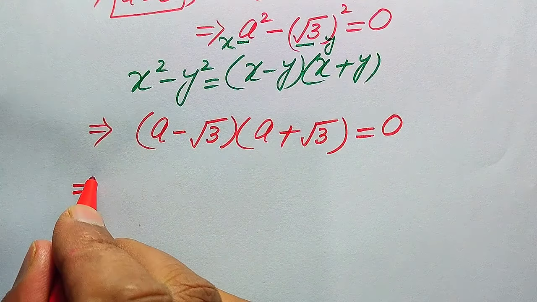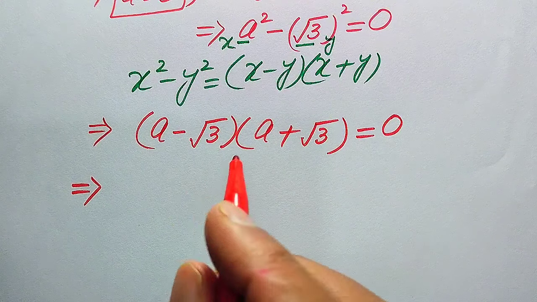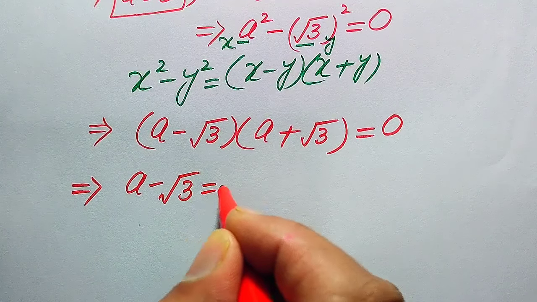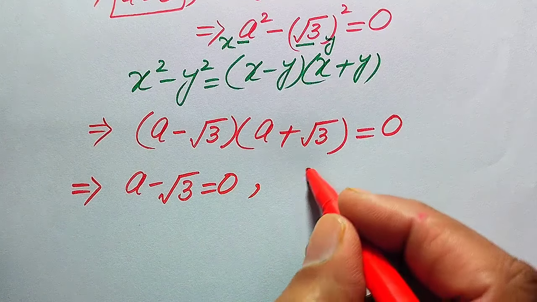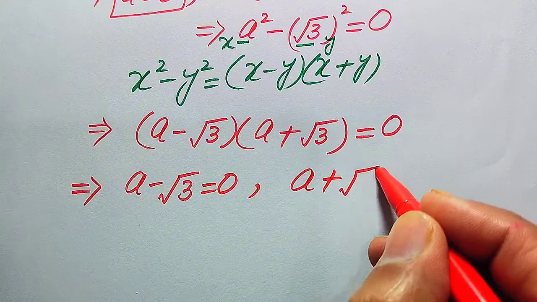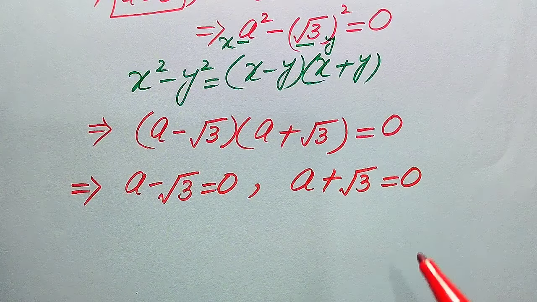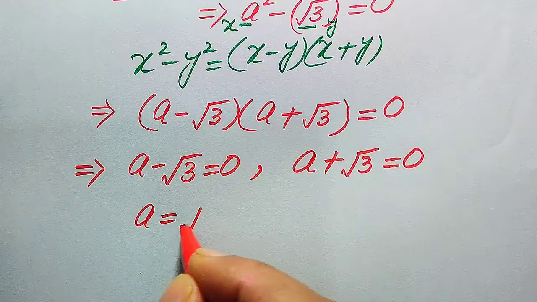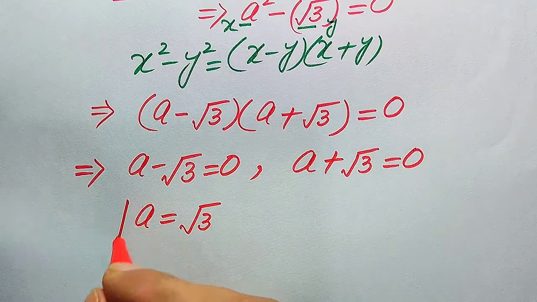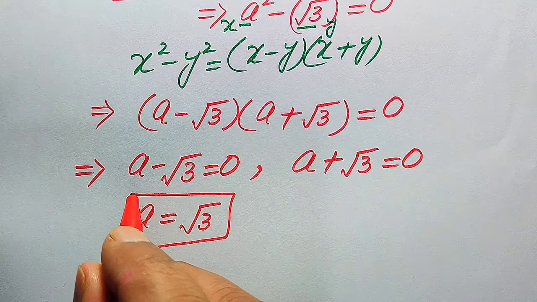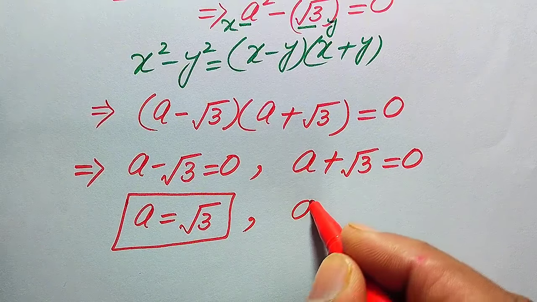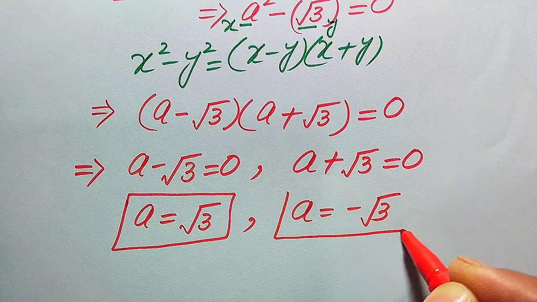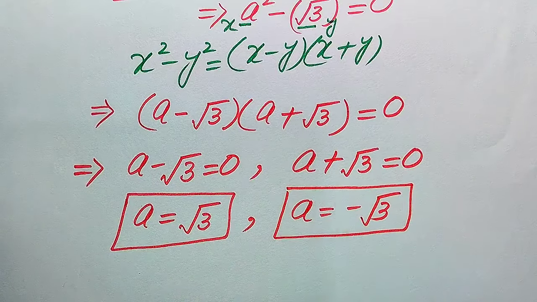And now in the next step we need to break this equation into two cases. The first case is we write a minus square root of 3 equals 0, and the second case is we write a plus square root of 3, and this whole equation is equal to 0. So from here we easily get the value of a is equal to square root of 3. This is the second root, and from here we get the value of a is equal to minus square root of 3, and this is the third root of the given equation.